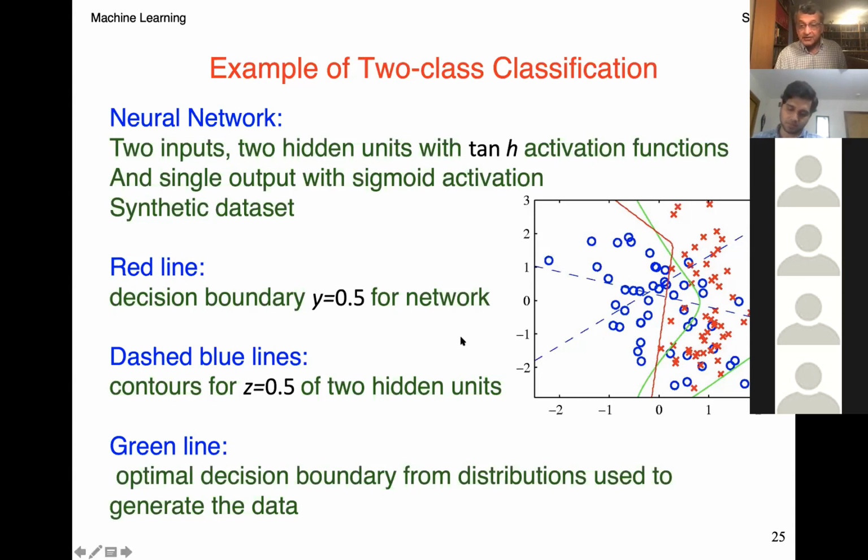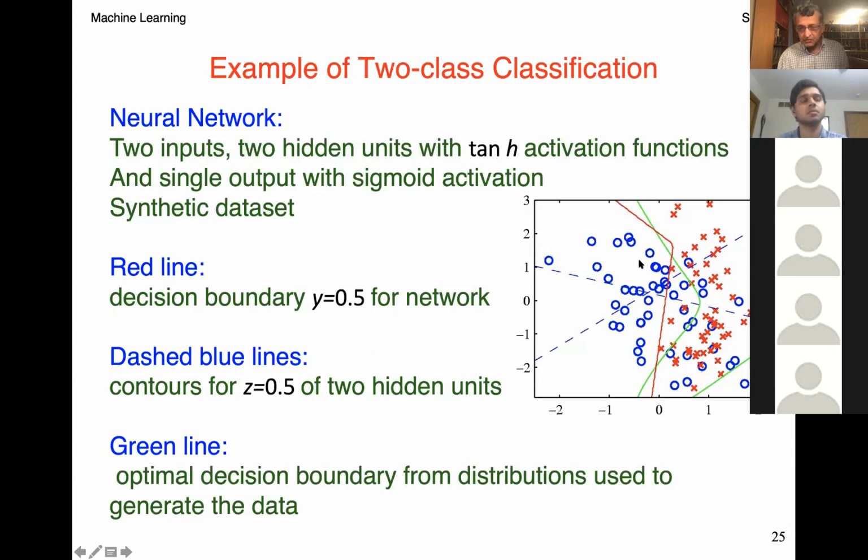So anyway, here is a problem where we generated the boundaries. The neural network was used on this red and blue classification problem in 2 dimensions. The red line is the decision boundary, y equal to 0.5, for the network. That is made up of the dashed blue lines. y is the output, the z's are the intermediate values, and the 2 hidden units are the dashed blue lines. Those together form that. This green line is the optimal decision boundary.